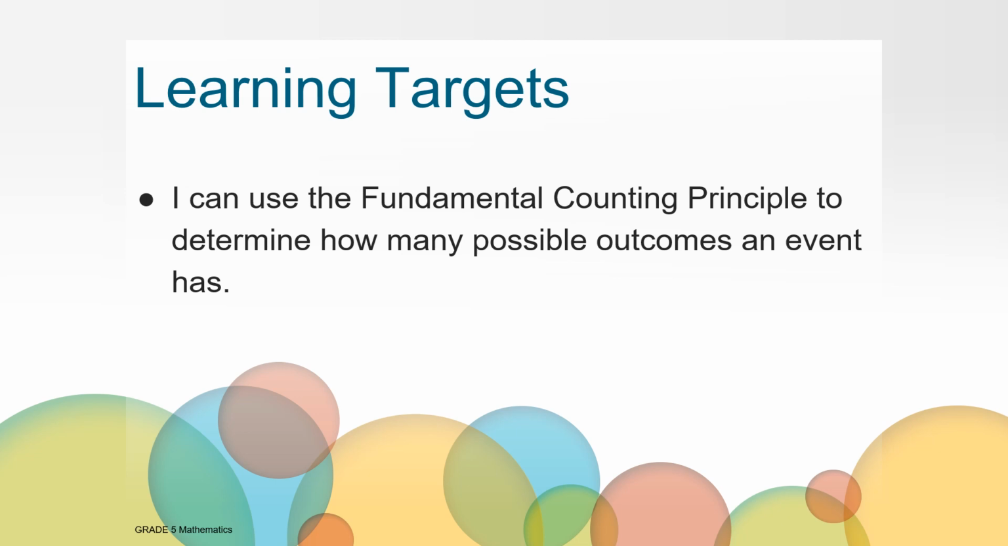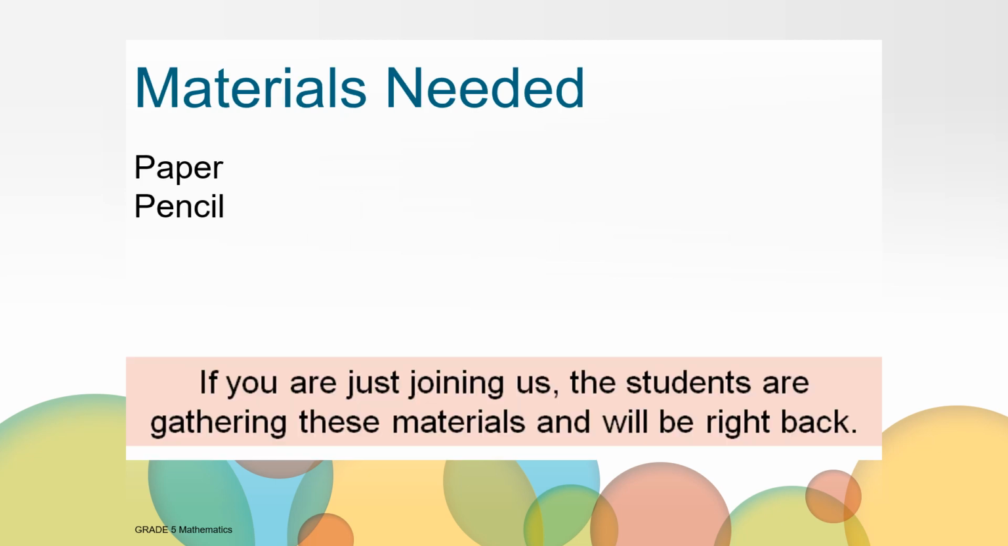By the end of today's lesson, you should be able to use the fundamental counting principle to determine how many possible outcomes an event has. You will need some paper and something to write with. Go ahead and gather your supplies and come right back.